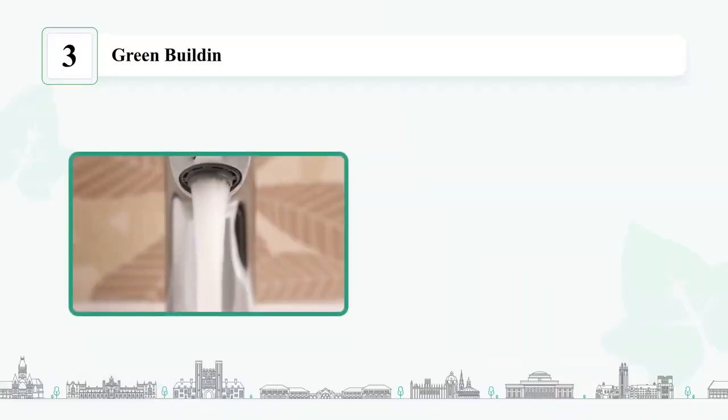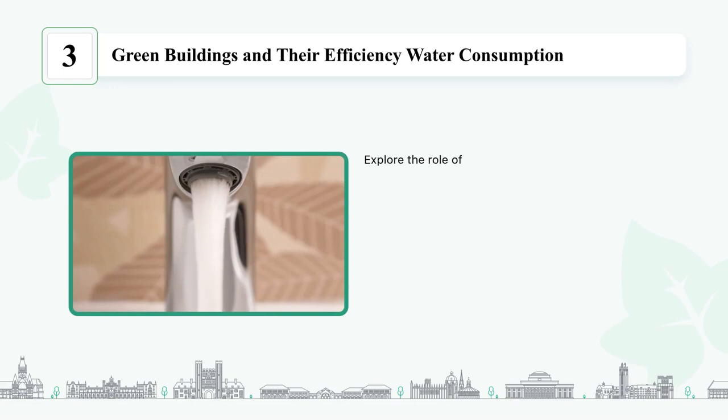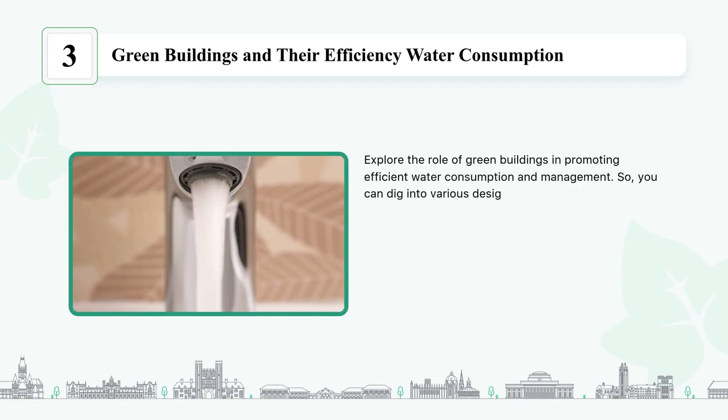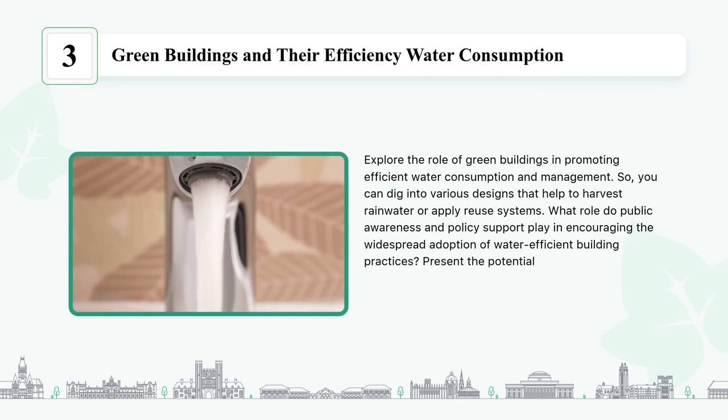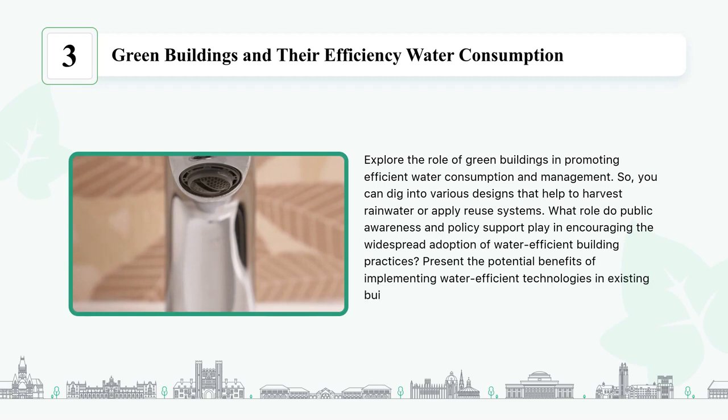Green buildings and their efficiency in water consumption. Explore the role of green buildings in promoting efficient water consumption and management. So, you can dig into various designs that help to harvest rainwater or apply reuse systems. What role do public awareness and policy support play in encouraging the widespread adoption of water-efficient building practices? Present the potential benefits of implementing water-efficient technologies in existing buildings and new construction projects.